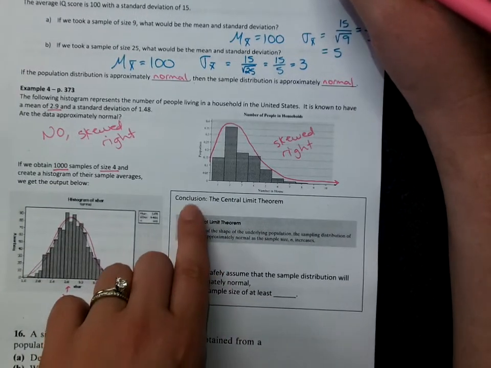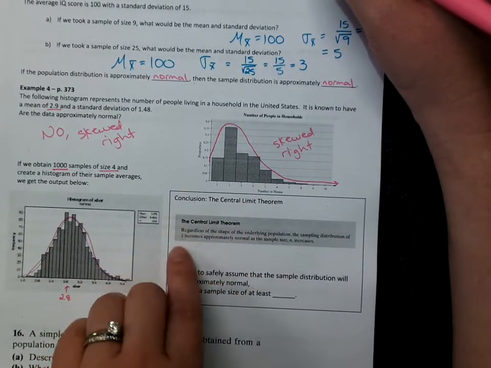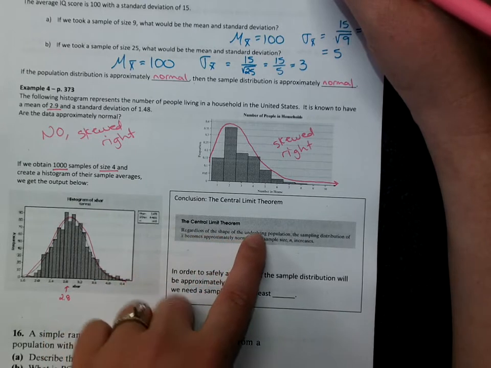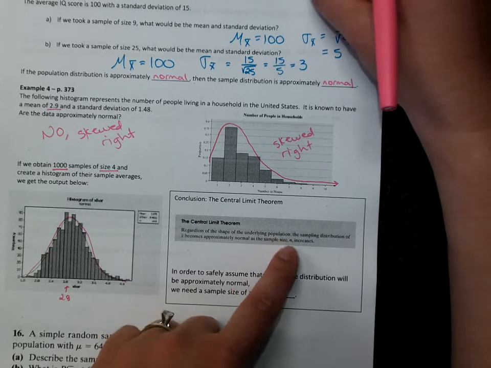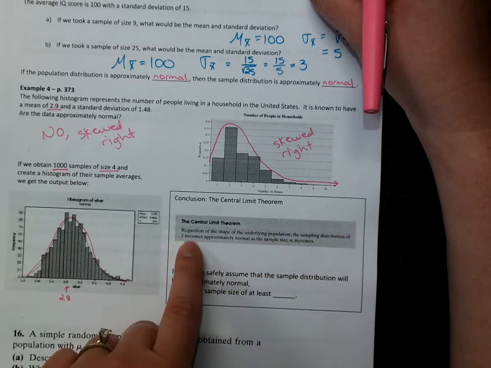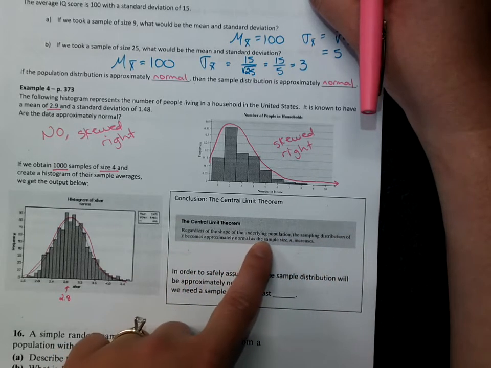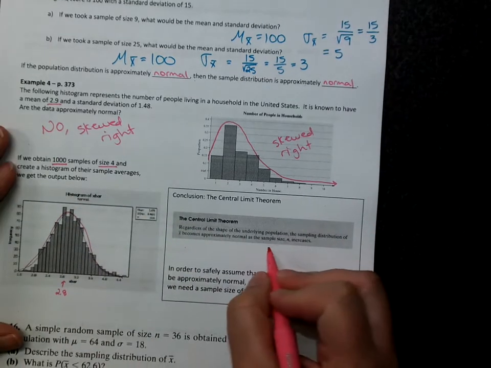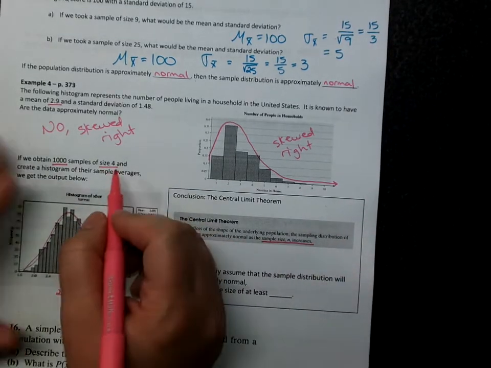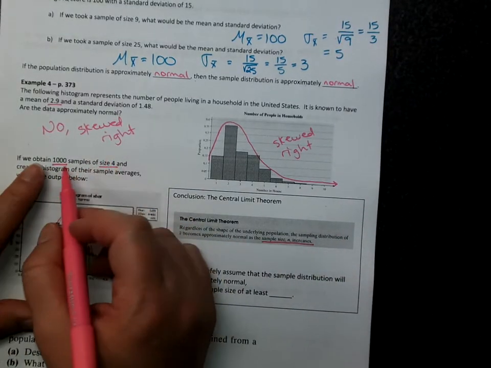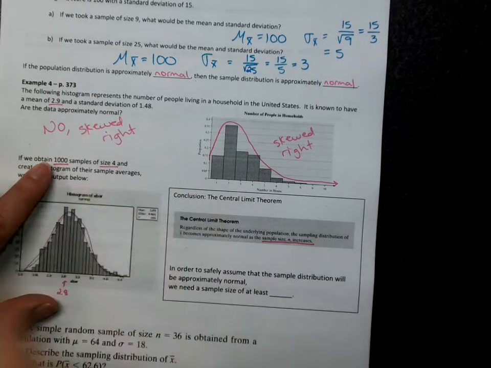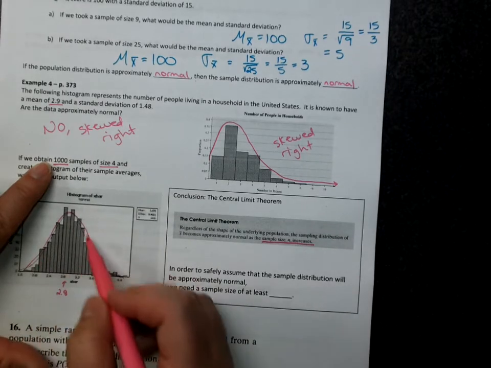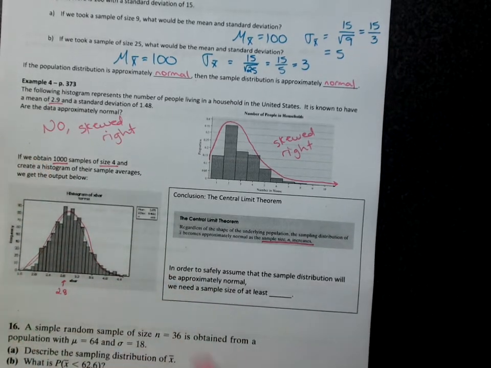So this is called the central limit theorem. Regardless of the shape of the underlying population, so skewed, uniform, bell, it doesn't matter, the sampling distribution of X bar becomes approximately normal as the sample size increases. So even though we only took a sample of size 4, because we did it 1,000 times, that's what we're focusing on. Because we repeated this 1,000 times, that's what created this bell-shaped distribution.